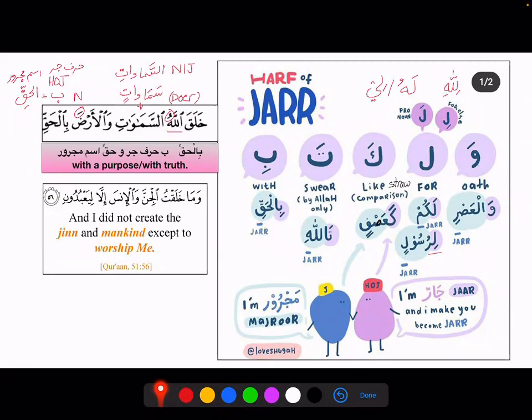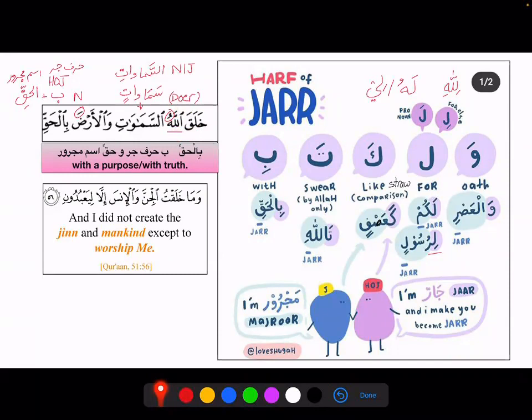khalaqallahu as-samawati wal arda bil haqqi. So let's apply the knowledge we have learned so far. Khalaqa, I'm telling you, means he created. And then the word Allahu. What is the status of Allahu over here? I hear the U sound, that means this is my doer. So the translation would be Allah has created. Allah has created. What has Allah created?